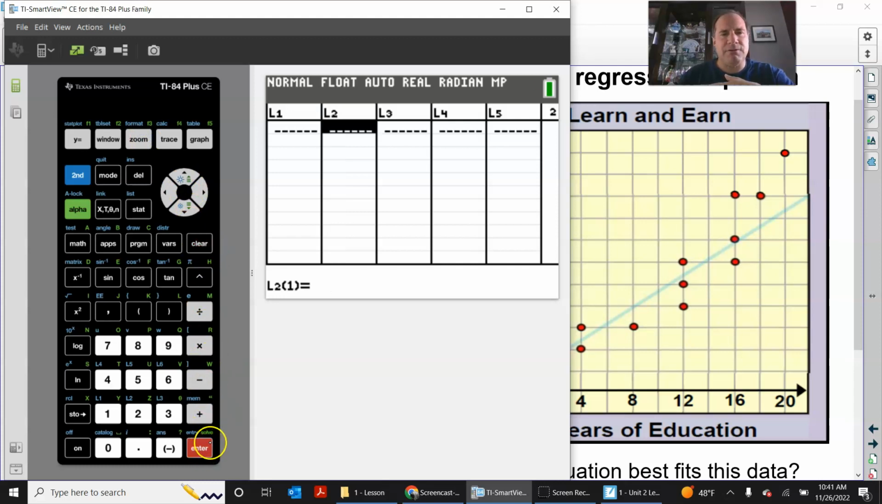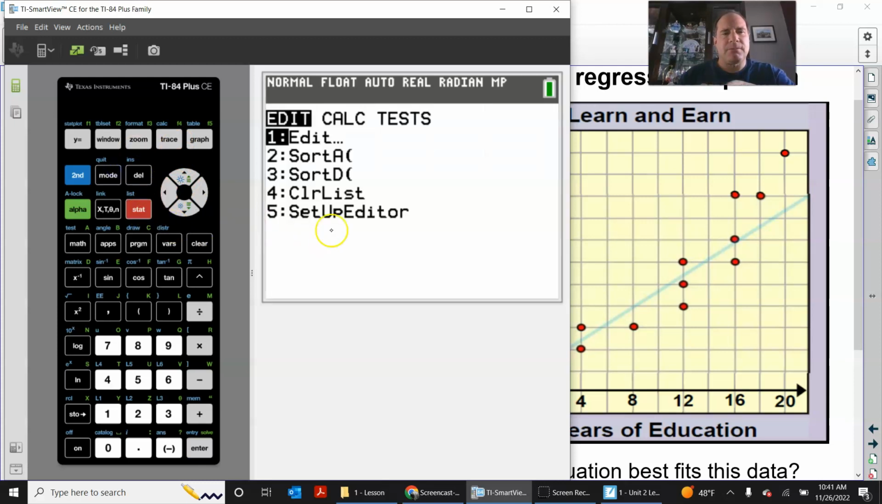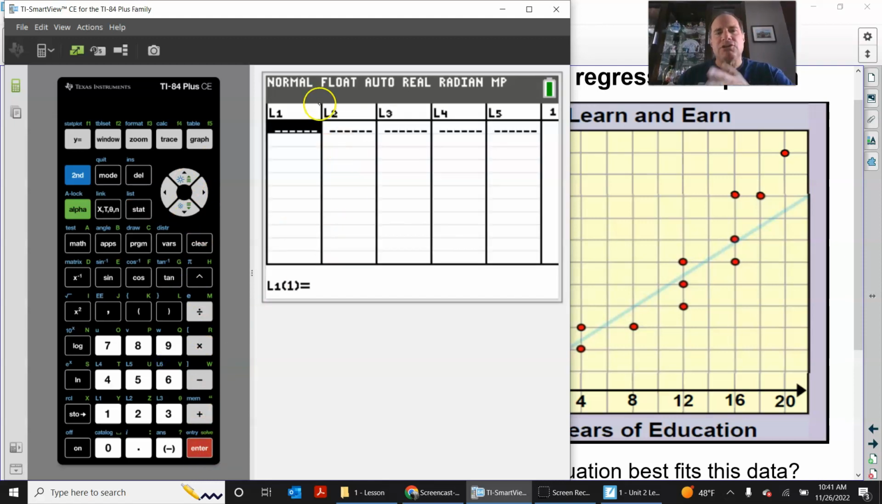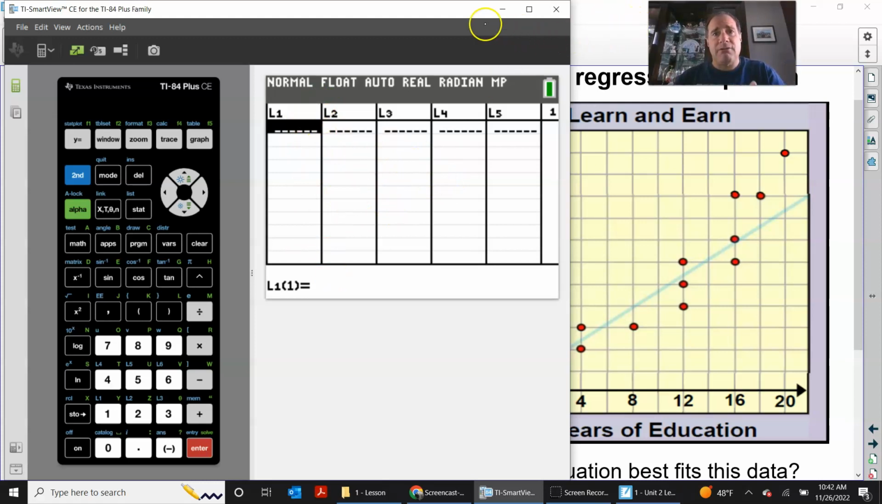Don't press delete. If you press delete, then you have to go to that setup editor to actually go back and get that L1 back. All right, so I'm going to put all of these into my calculator, and then we'll come back. So do that and press pause now.